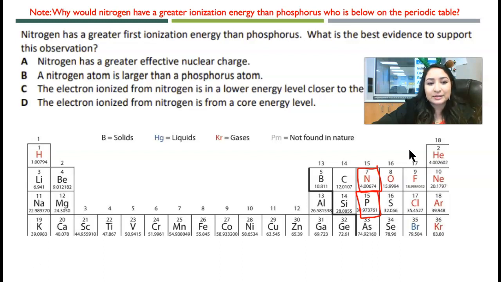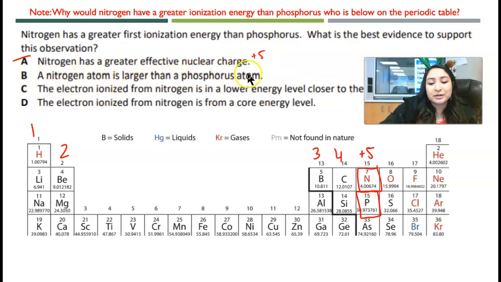So nitrogen has a greater effective nuclear charge. No, that one's not it, because they both have the same effective nuclear charge. Remember, 1, 2, 3, 4. They both have an effective nuclear charge of 5. They're both the same, so that's not it.